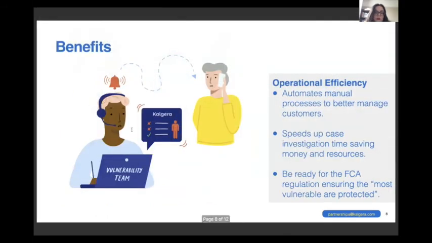This solution enables financial institutions to automate manual processes, to better manage their vulnerable customers and potentially increase their customer base, speed up their investigation time, saving money and resources, and also help to get them ready for the FCA regulation, ensuring that the most vulnerable are protected.